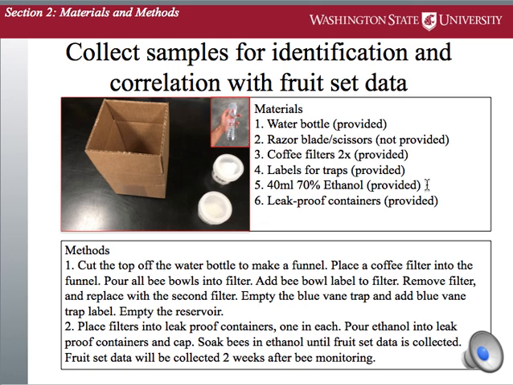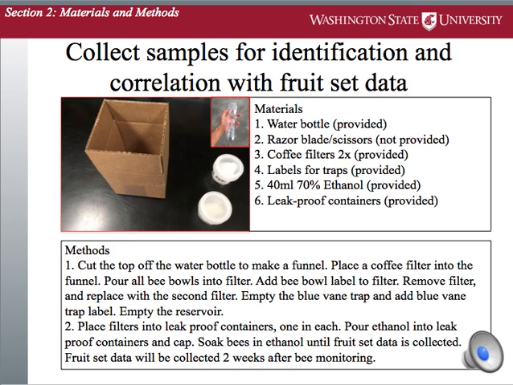I want you to note that here it says I've provided you with 40 milliliters of 70% ethanol, and I'm not allowed to mail you ethanol without a special permit. So instead of using ethanol, you can go to any grocery store and buy Everclear, and Everclear is the best substitute for ethanol. And so I would just go to the grocery store and buy yourself a small amount of Everclear before you do these methods.